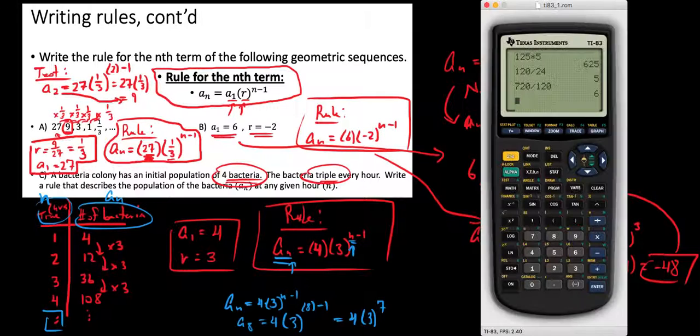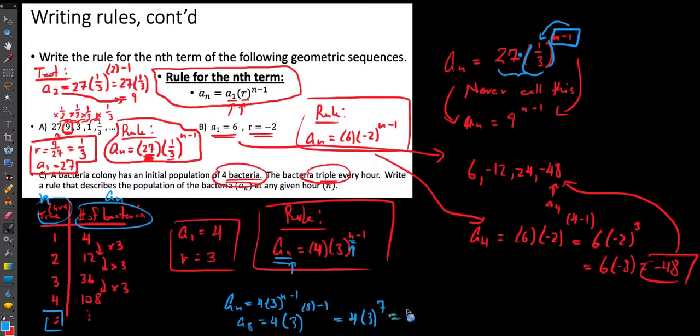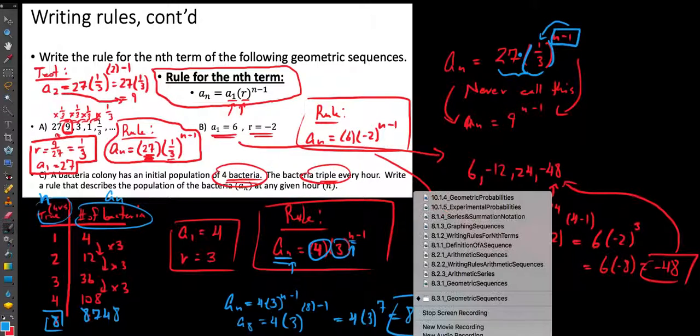And I'm going to need to use my calculator here. Let's turn this on. 4 times 3 to the power of 7. My calculator is going to do the exponent first and then quadruple it, and we get 8,748. We can wrap our heads around this just because this is an exponential progression. But 8,748 bacteria in the 8th hour would be phenomenal growth. But then again, this is an exponential function. This started with 4 and is tripling every hour, so it should grow rather fast.